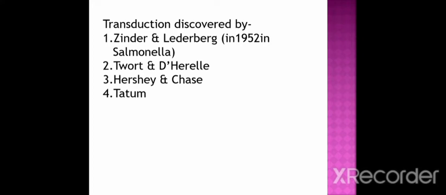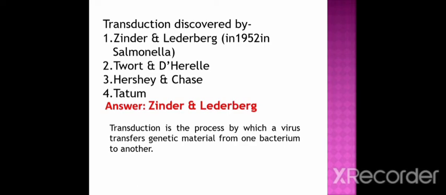Transduction was discovered by Zinder and Lederberg, Twort and D'Herelle, Hershey and Chase, and the fourth option is Tatum. And the correct option is Zinder and Lederberg. Zinder and Lederberg discovered transduction in 1952 in Salmonella. Now, what is transduction? Transduction is the process by which a virus transfers its genetic material from one bacterium to another.